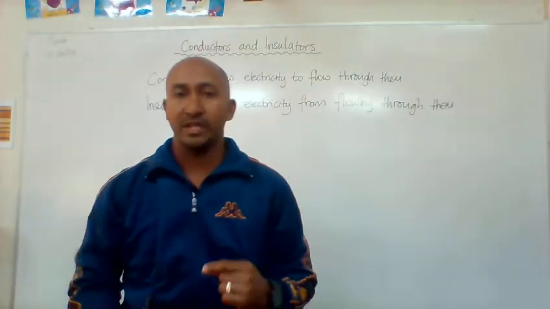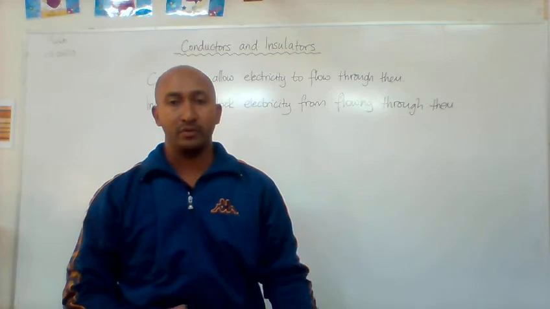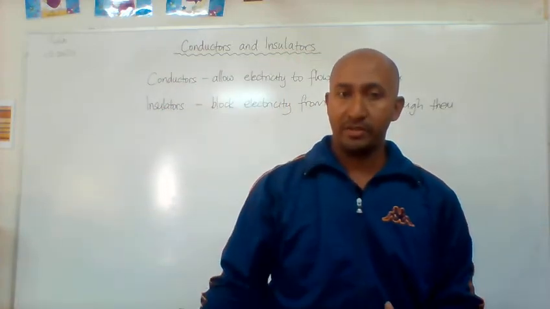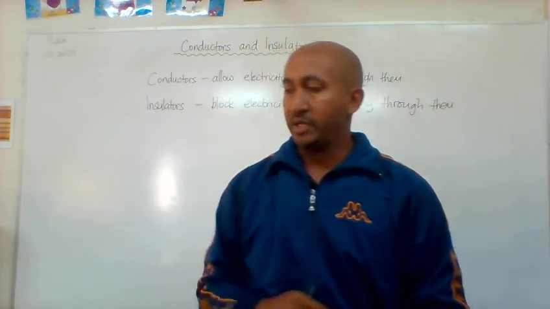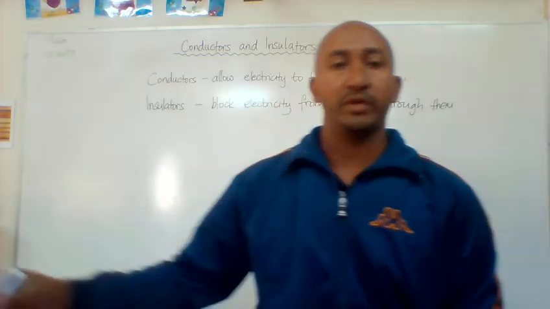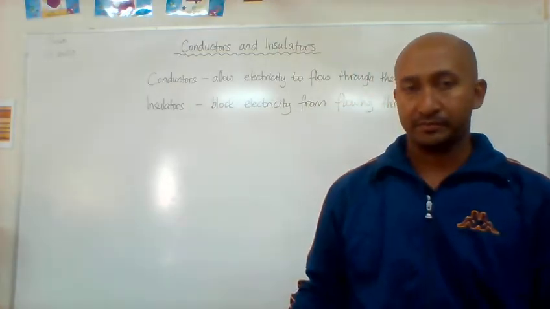We are looking at the type of electricity now that flows. Okay? This electricity is what we call a current, because it flows. It moves in a circuit, and it always wants to flow in a specific direction.